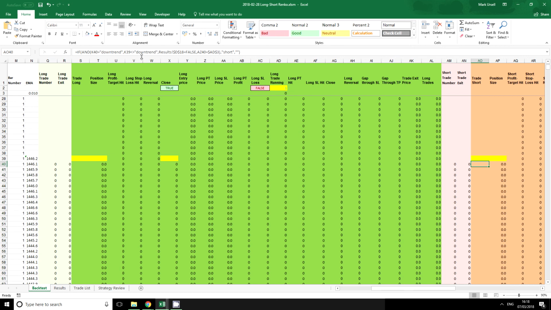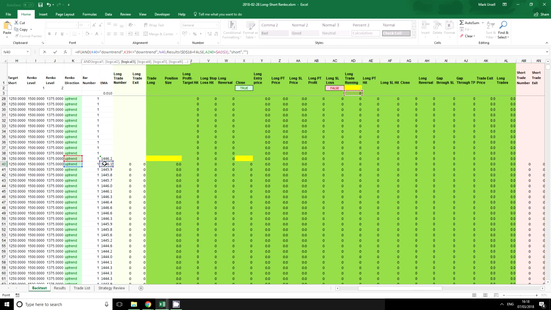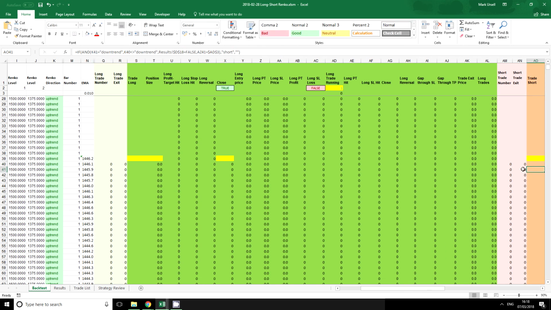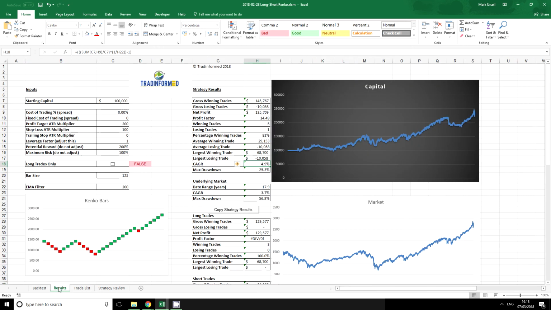I can do exactly the same for the shorts. This time I'm going to check whether the EMA is going downwards. It really is as simple as that. You don't need a trade-informed backtest model to test this strategy. Of course, you can do it on your own, but it is a useful framework and includes things like profit targets and stop losses, which make it a bit more realistic if you plan to use those.